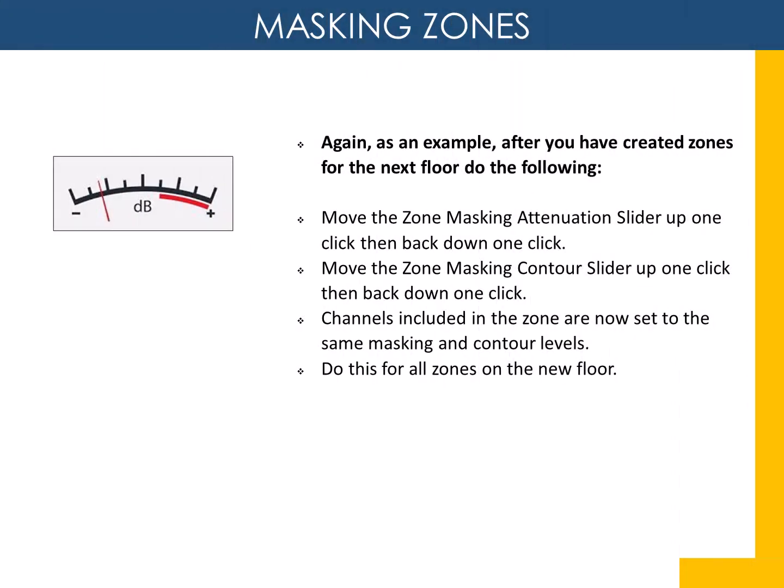Again, as an example, after you have created zones for the next floor, do the following. Move the zone masking attenuation slider up one click, then back down one click. Move the zone masking contour slider up one click, then back down one click. All channels included in the zone are now set to the same masking and contour levels as the zones on the previous floor. Do this for all zones.